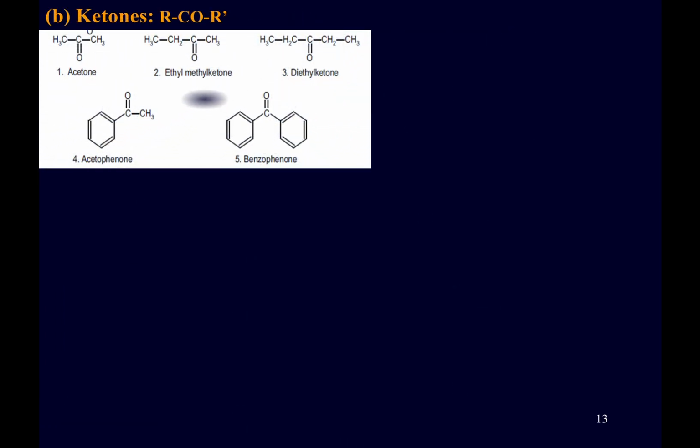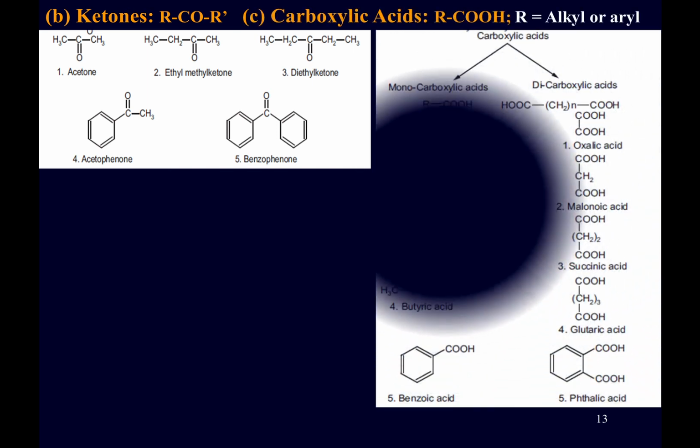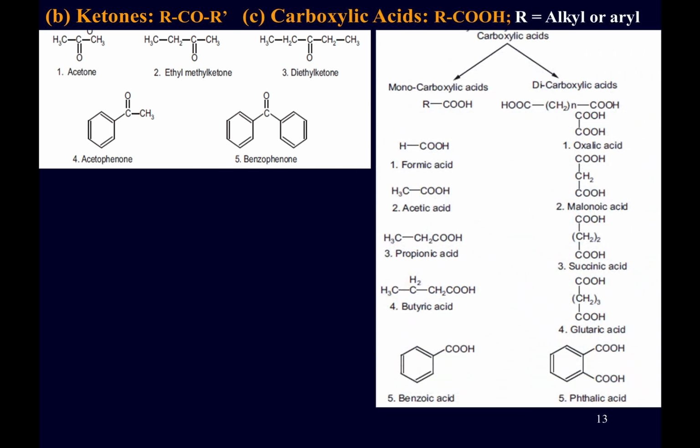You have ketones, which have a carbonyl CO attached to two same or different alkyl or aryl groups. So you have acetone, ethyl methyl ketone, benzophenone, acetophenone. Carboxylic acids can be monocarboxylic or dicarboxylic acids depending on the number of carboxylic acid groups. Formic acid, acetic acid, propionic acid, butyric acid, benzoic acid are monocarboxylic acids, while oxalic acid, malonic acid, succinic acid, glutaric acid, phthalic acid are examples of dicarboxylic acids.